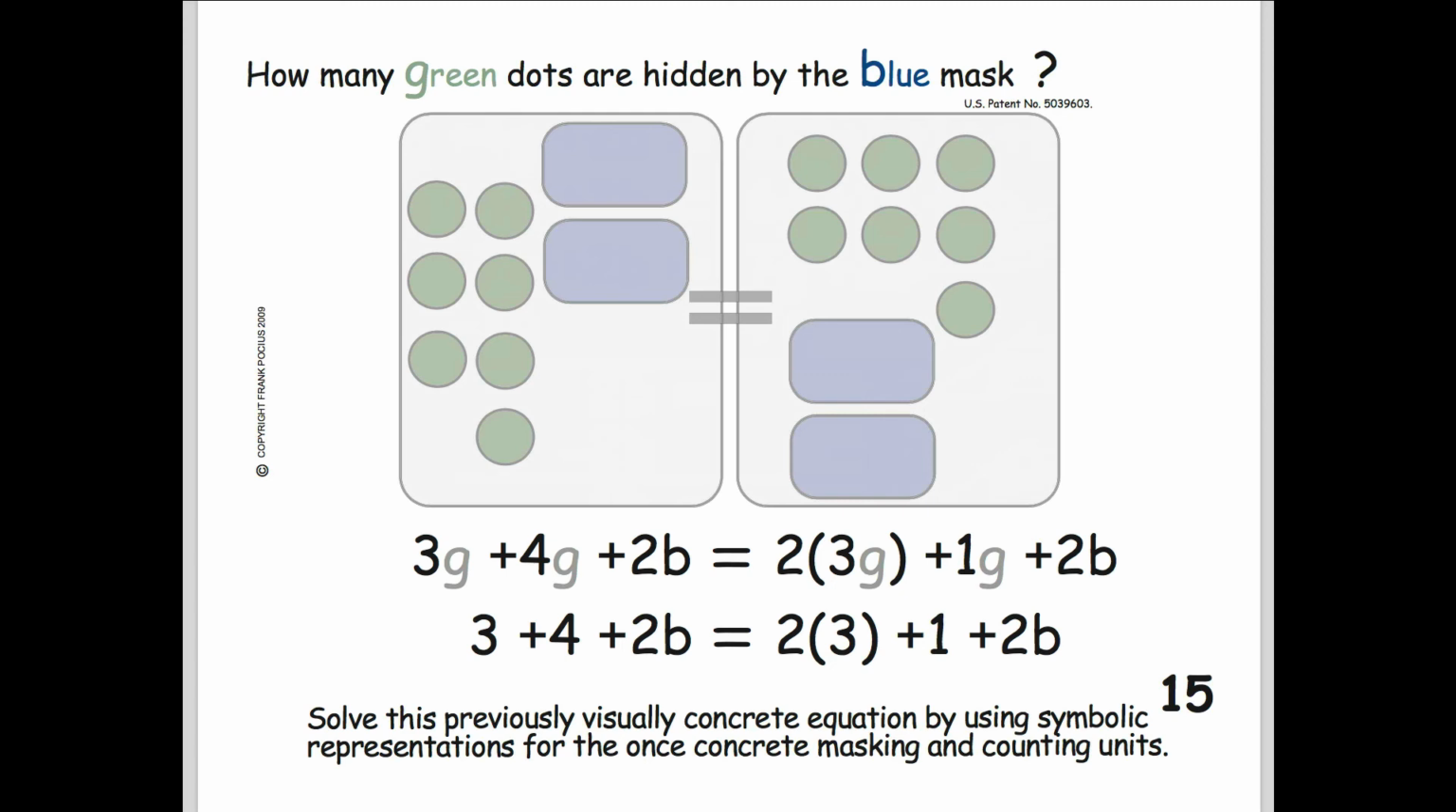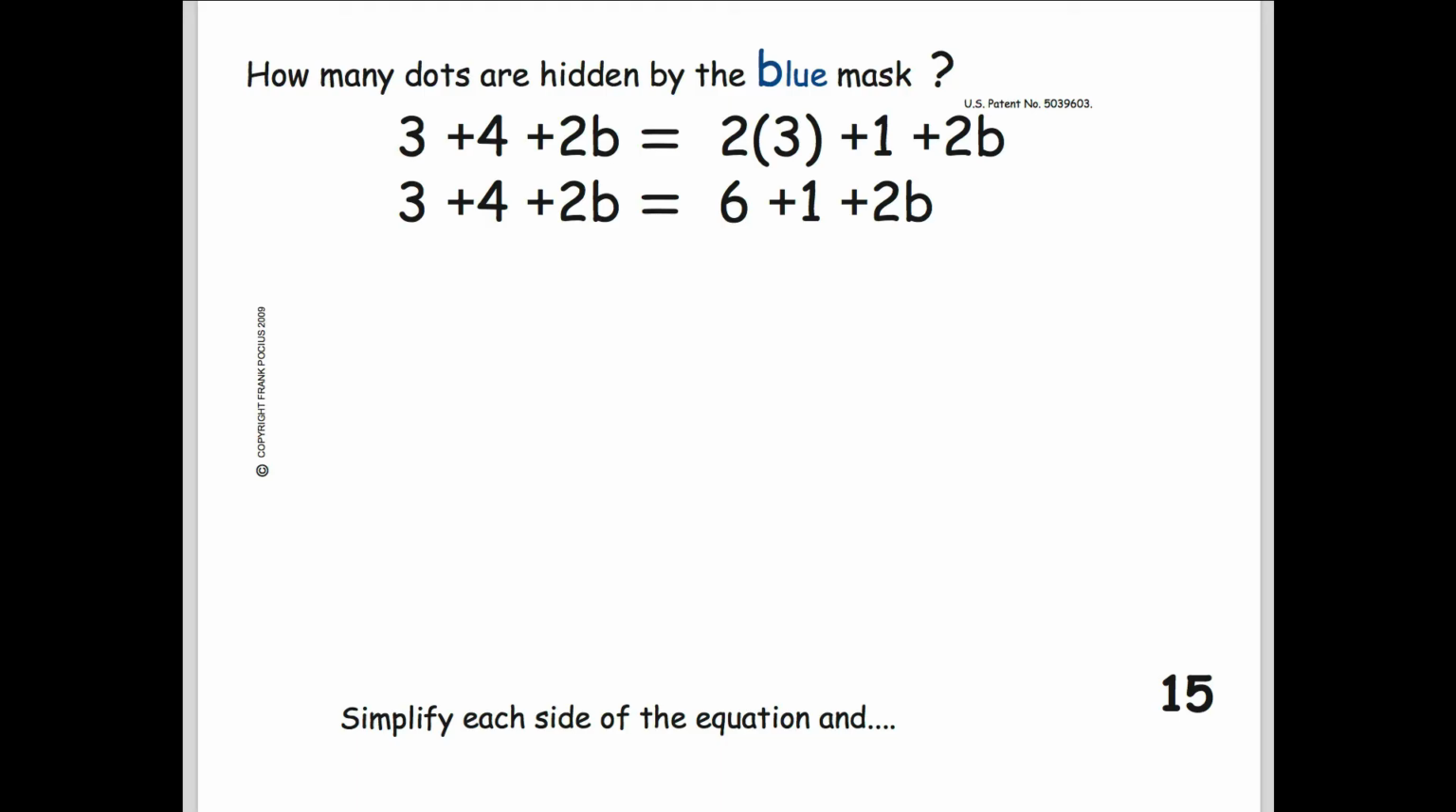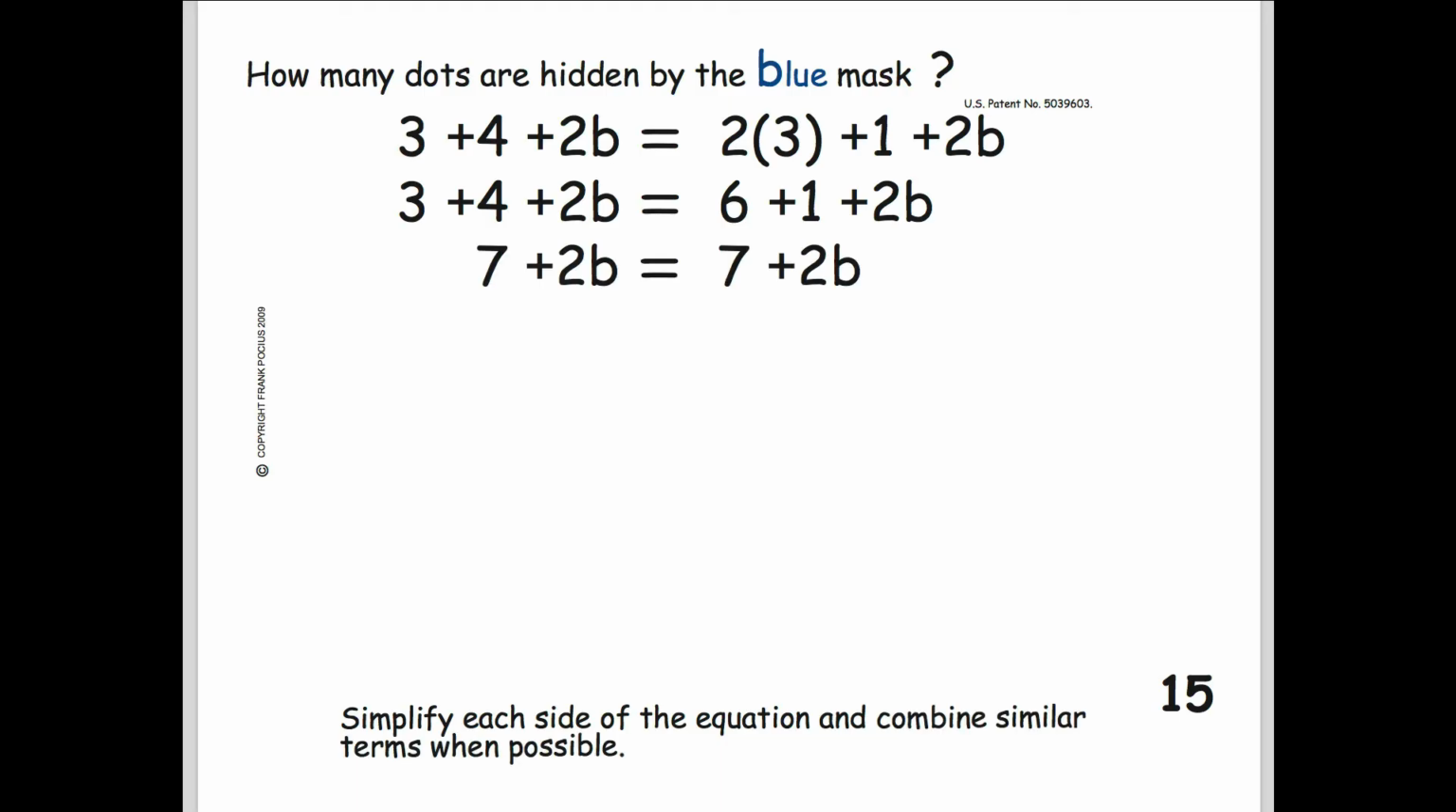For this reason, the masking unit is called the variable unit, while the counting unit, as represented in the remaining unlabeled terms of the equation, is called the constant unit. What is a possible first step to solve this symbolic representation of the concrete equation of masking and counting units? Simplify each side of the equation and combine similar terms when possible.